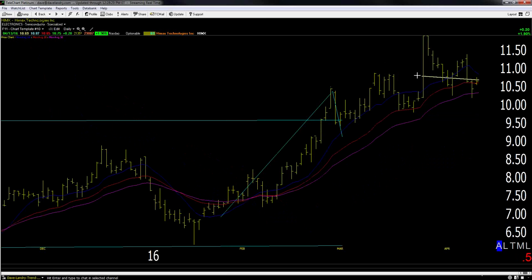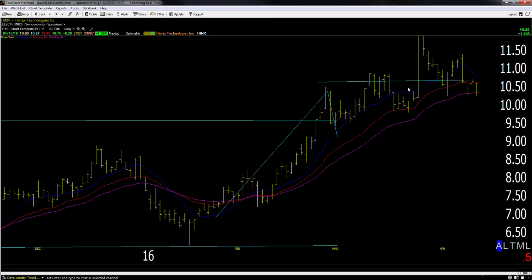Hymex, no, the problem with this guy is that it's been going sideways too much. I mean, it took off, came back in. When in doubt, draw your sideways arrows on these things. Look at today's close and then look at the close a week ago, a month ago.